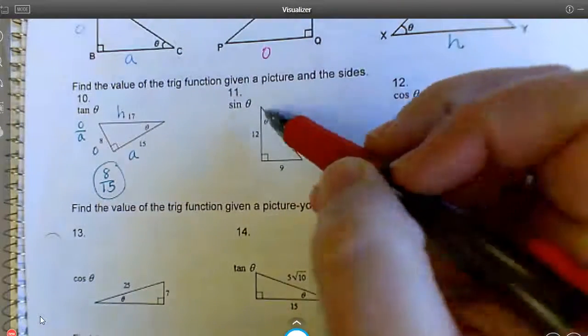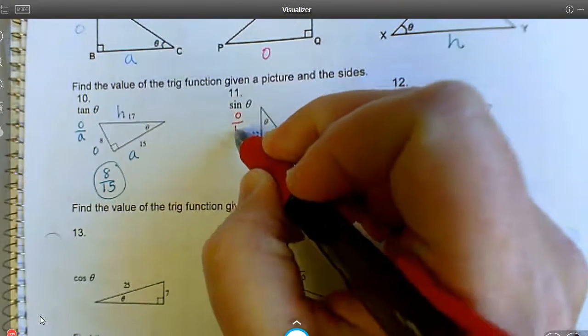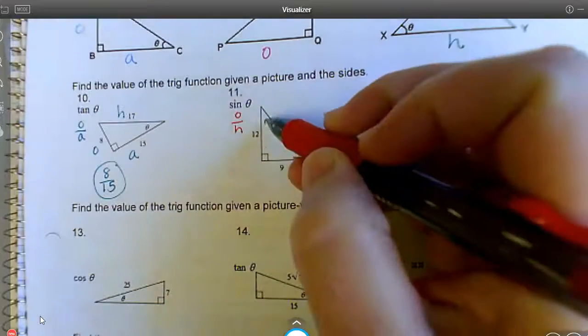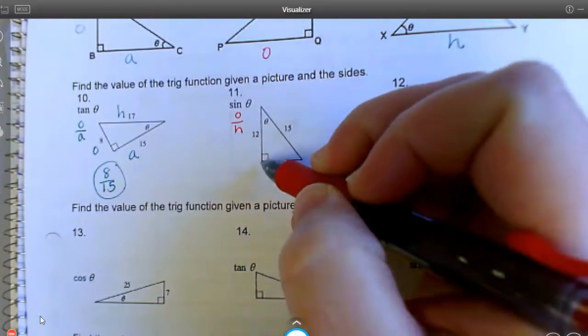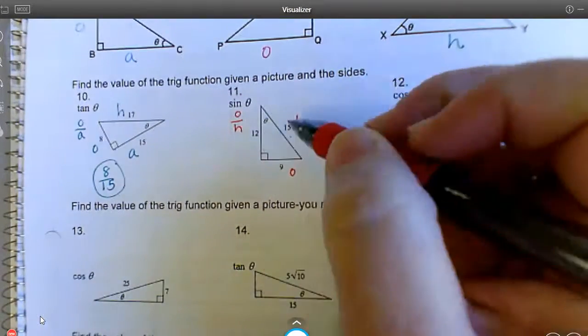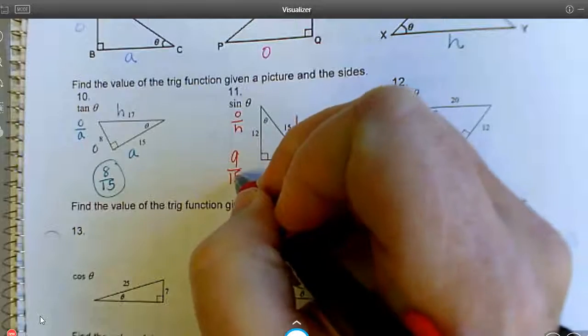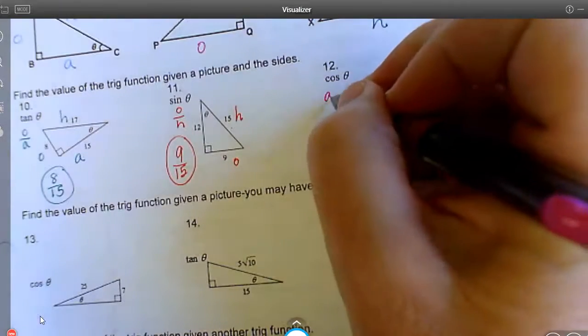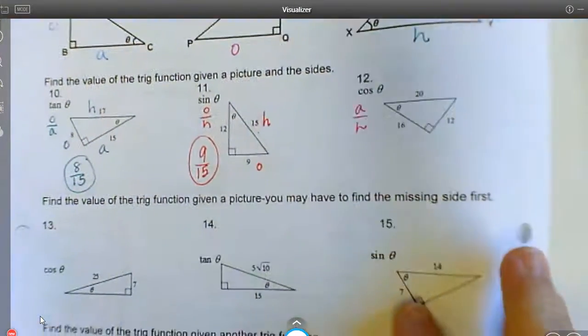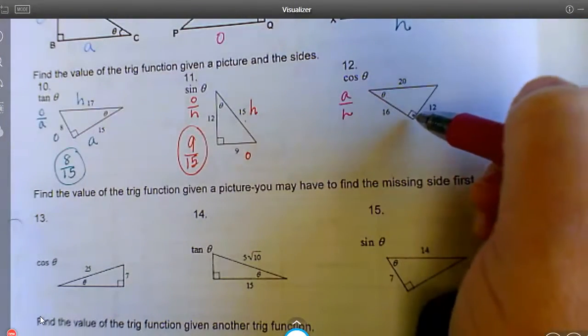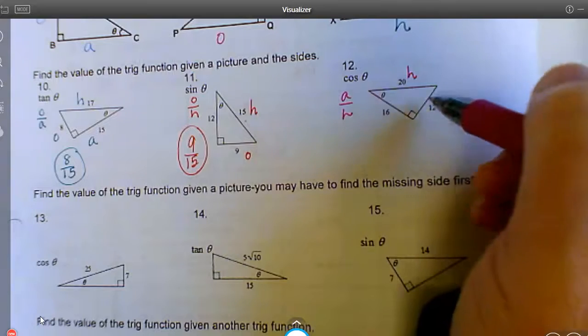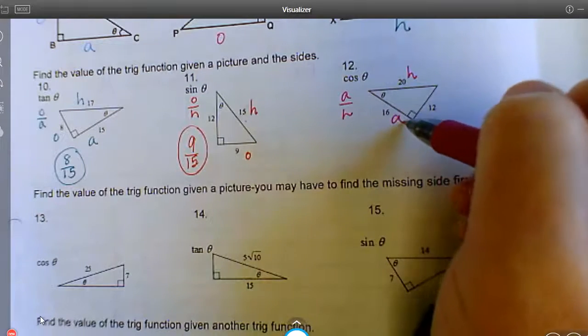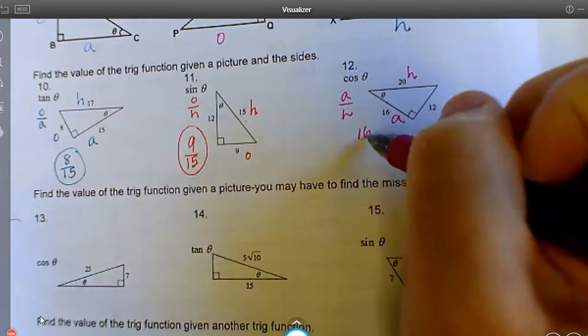So number 11, sine is opposite over hypotenuse. So opposite is the 9, hypotenuse is the 15, so we would have 9 over 15. Cosine is adjacent over hypotenuse. Here's our angle. This is the hypotenuse. That's opposite, so this one has to be adjacent, so we have 16 over 20.